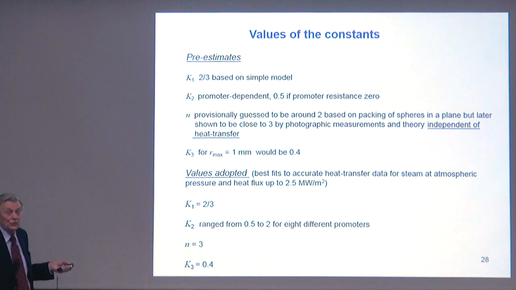If the promoter layer had no resistance, this would be 0.5. And we found it varied between promoters between 0.5 and 2. N we found to be 3 by curve fitting the data, and this 4. Almost exactly the same.